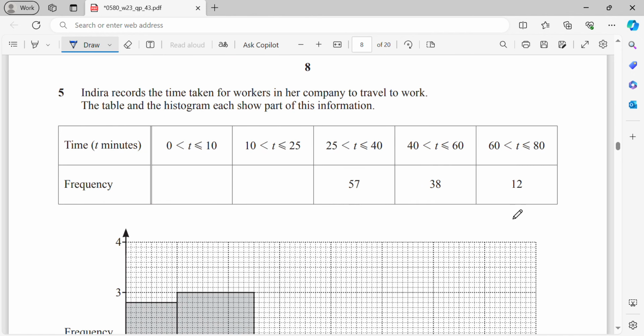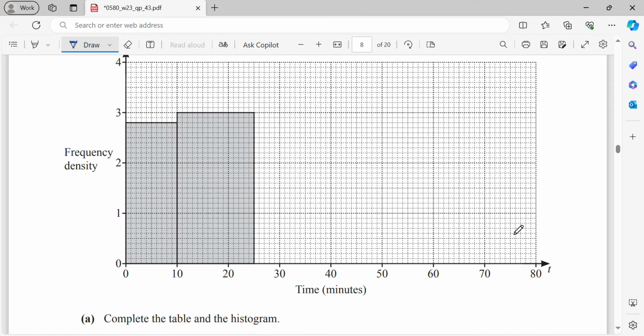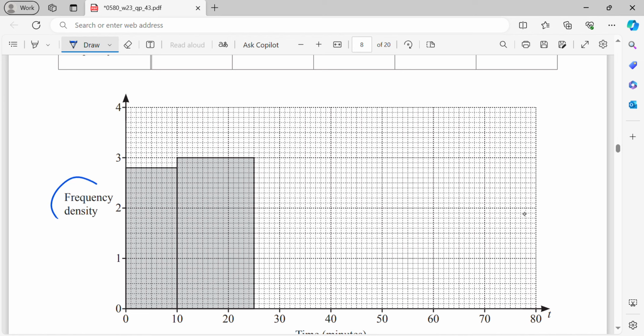Now, next question, question 5. Indira records the time taken for workers in her company to travel to work. The table and histogram each show parts of the information. So now, part A completes the table and the histogram. The histogram shows frequency density. The first class has frequency density 2.8, and then the next class is 3.